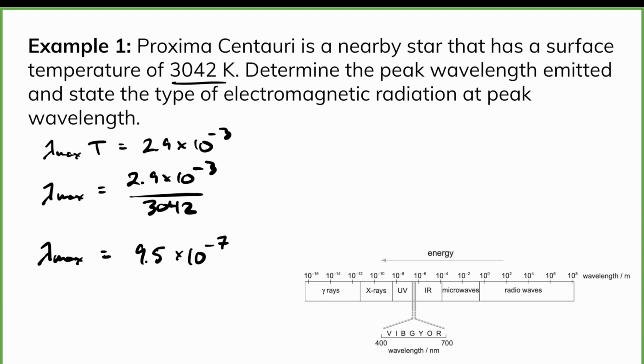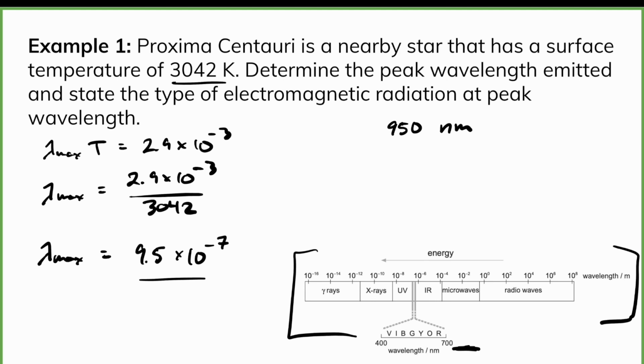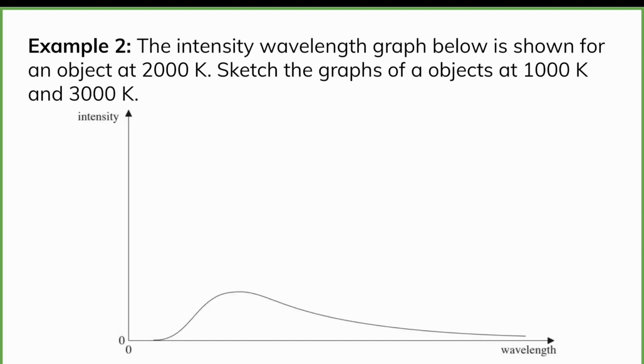If we want to determine what type of radiation this is, we can compare this to this diagram here, which has the categorized electromagnetic radiation. So 9.5 times 10 to the negative 7 meters, that's 950 nanometers, which we see is greater than the red visible light at 700 nanometers. So 950 means being greater. So that means this type of radiation would be peaked in the infrared part of the spectrum, the IR.